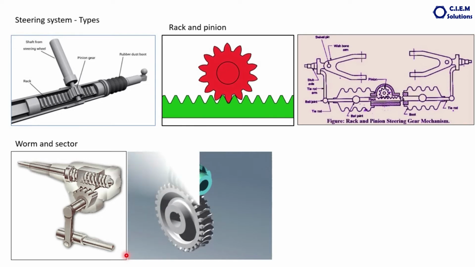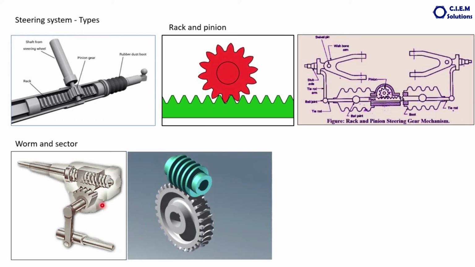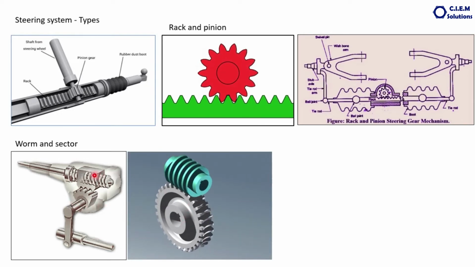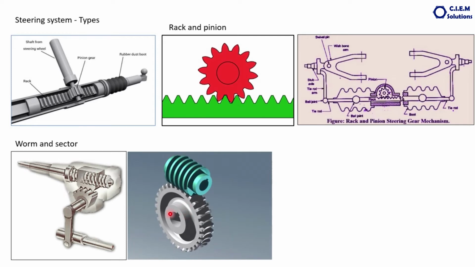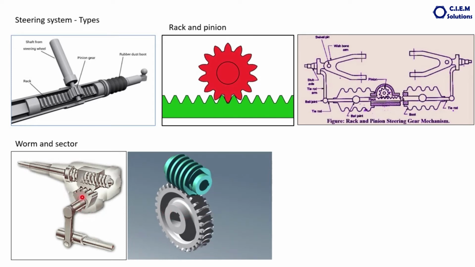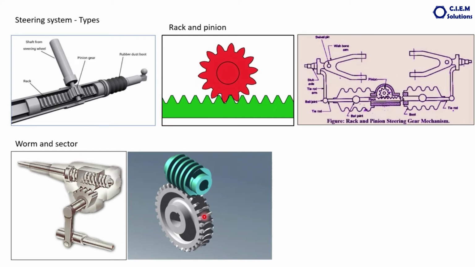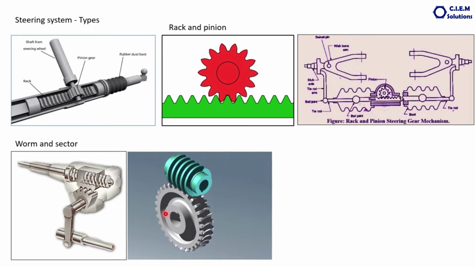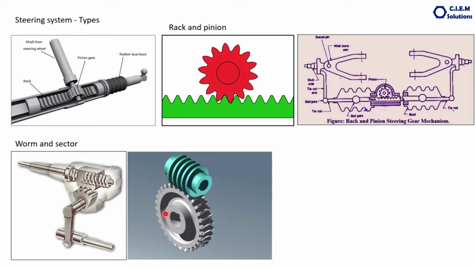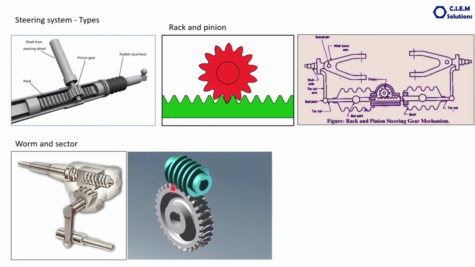This is the animation. Imagine this is the worm, and this wheel is the sector. Sector is nothing but a portion of the wheel, maybe one-fifth or one-sixth of the wheel. Look at the speed of the worm and look at the speed of the shaft.